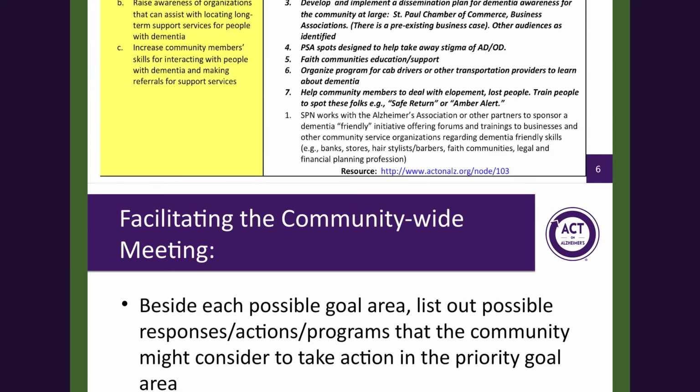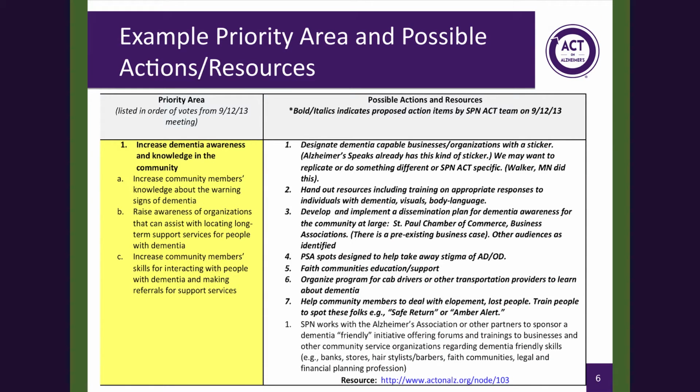Here's one example grid where on the left side you can see a priority area that's come forward as a result of the community assessment process, and on the right side are actions that a community might undertake to pursue that goal area. So on this grid, for example, the priority area is to increase dementia awareness and knowledge in the community. It can be knowledge and awareness about the signs of dementia. It can be knowledge and awareness about locating long-term support services for people with dementia, or it might be knowledge and awareness regarding skills for interacting with people with dementia and making referrals for support services. If those are the priority goal areas, what could a community do to help foster those goals?